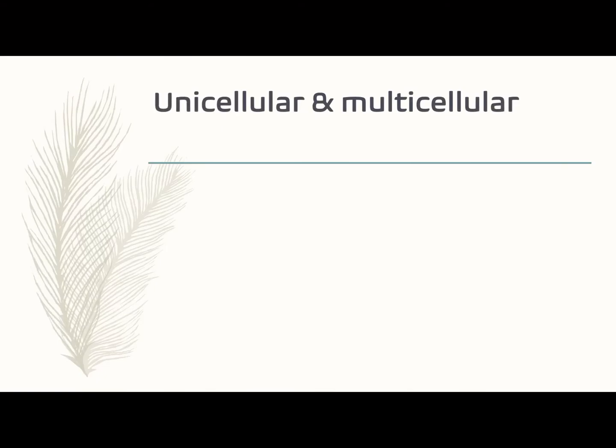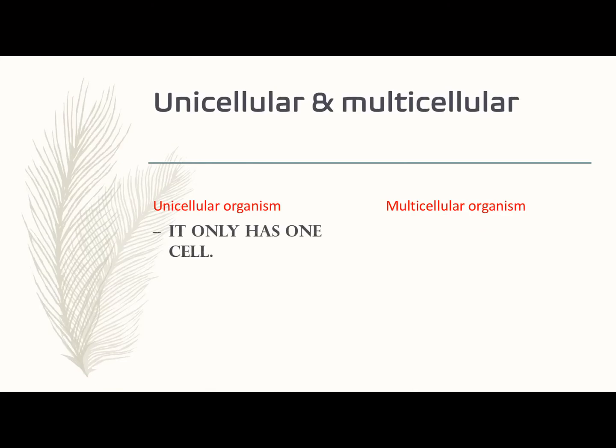Now let's talk about unicellular organisms and multicellular organisms. A unicellular organism only has one cell. Example, Paramecium. However, a multicellular organism has many cells. For example, a rabbit is a multicellular organism.